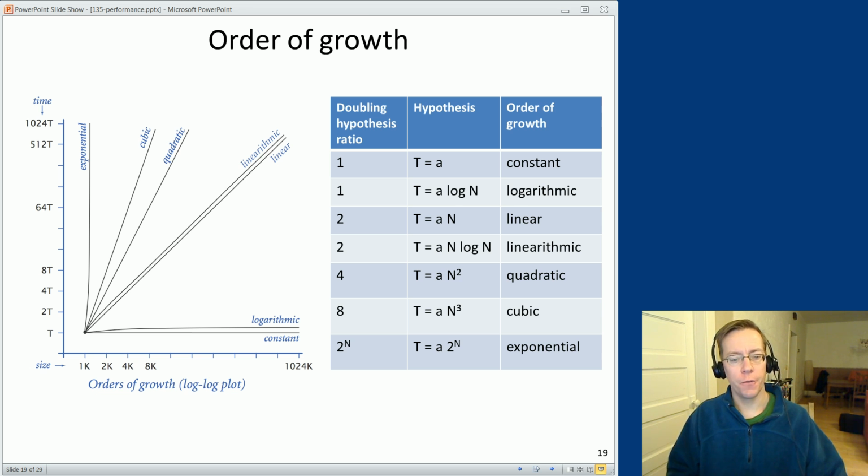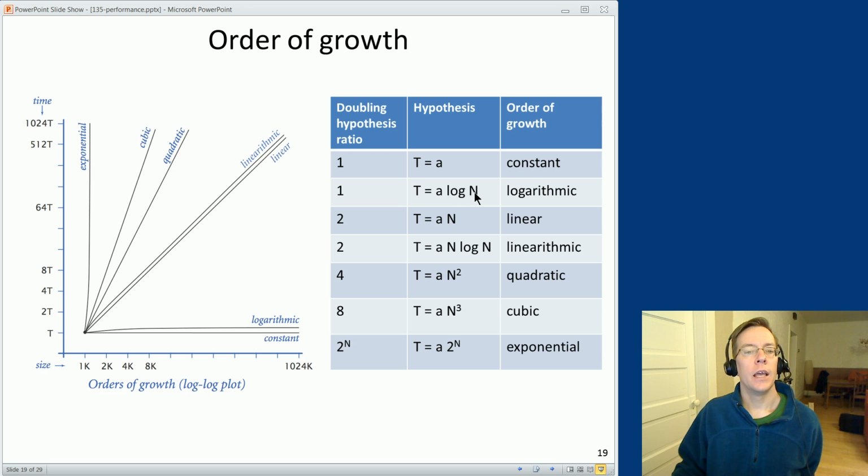Here's a graph of different orders, and the doubling hypothesis isn't perfect. You can't do all analysis of algorithms using the doubling hypothesis. In particular, it's not very sensitive to these logs. It really can't discriminate very well something that's n versus n log n. It's not really capable of doing that so well. It's the same between something that's just constant time and something that takes logarithmic time.